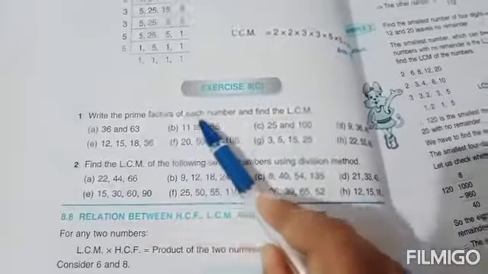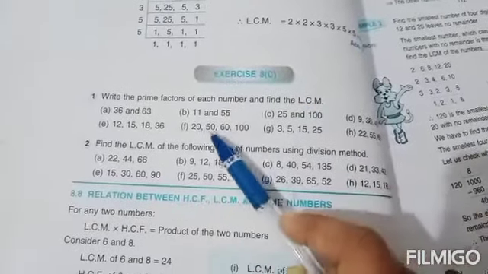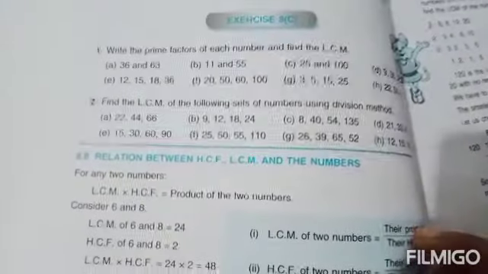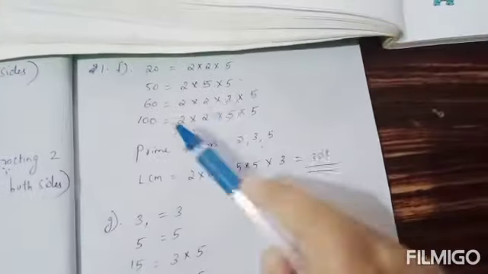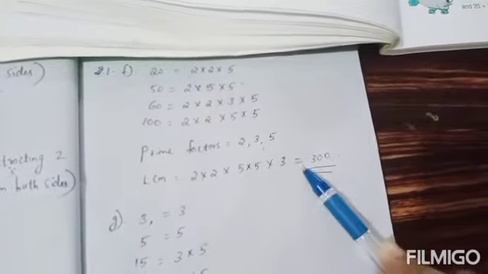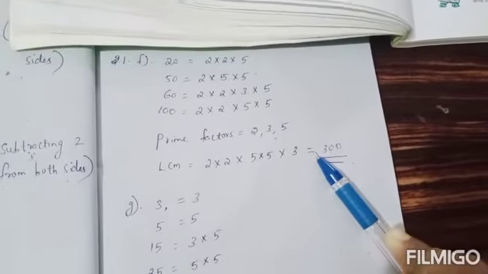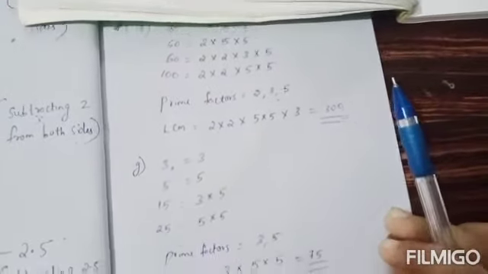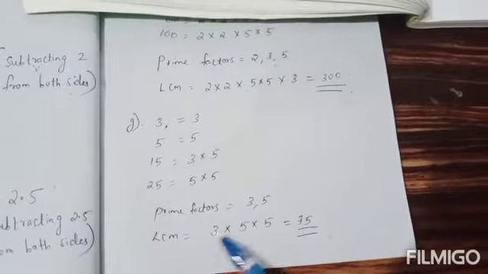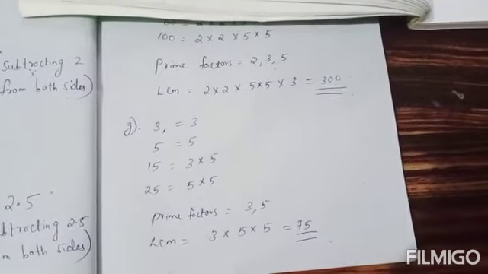Write the prime factors of each number and find the LCM in that F: 20, 50, 60, 100. So, you will get the LCM 300. Okay, now G: 3, 5, 15, 25, you will get the LCM 75.